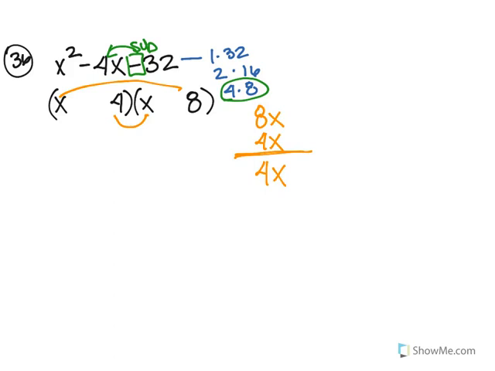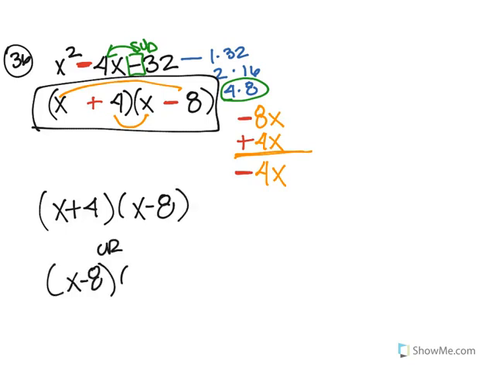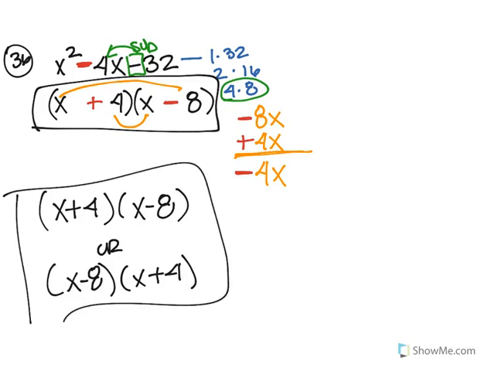But make sure the signs are correct. My 4x in the problem is negative. So in order for me to get a negative, I must have a negative 8. So make sure you have the negative sign on 8 and the plus sign on 4 to make that be negative 4x in the middle. So your two binomials that you would multiply together would be x plus 4 times x minus 8. Or you can write it x minus 8 and x plus 4. Doesn't matter which parentheses you write first. What matters is which one has the negative and which number has the positive. Okay? So that's kind of what we consider a basic trinomial.